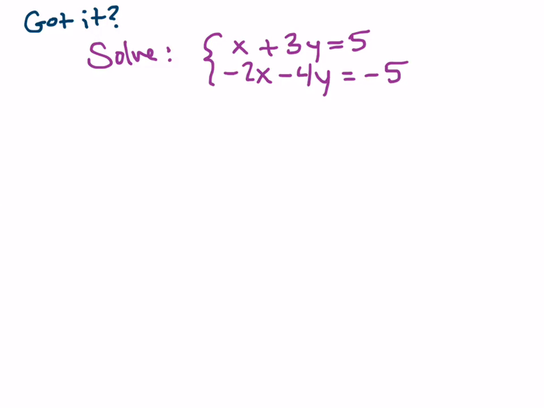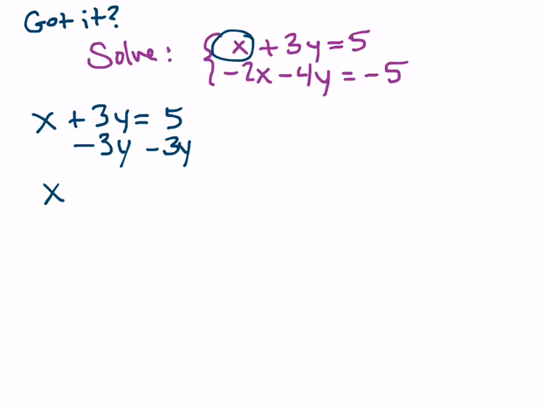Okay, so here we go. Now this time it would probably be easier to solve for x, since that's the one that's by itself. It doesn't have a coefficient in front of it other than 1. So I'm going to pull that equation out and solve for x. Alright, subtract 3y. Okay, so x equals 5 minus 3y.